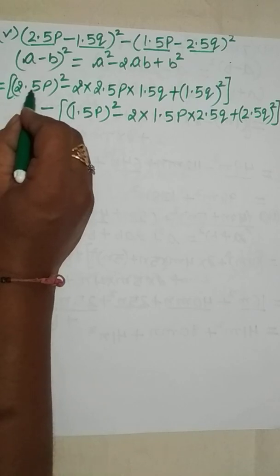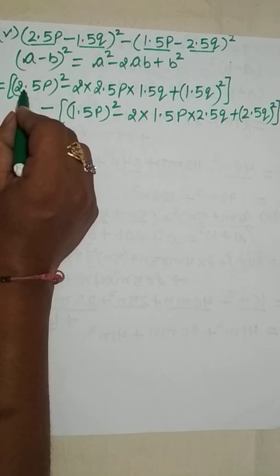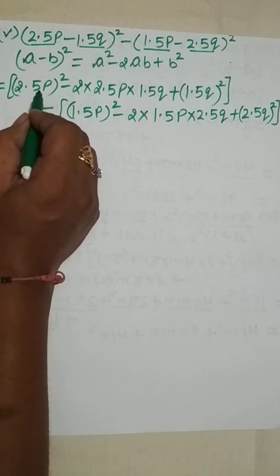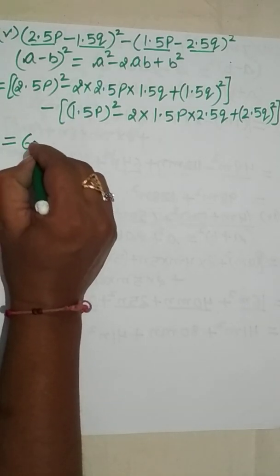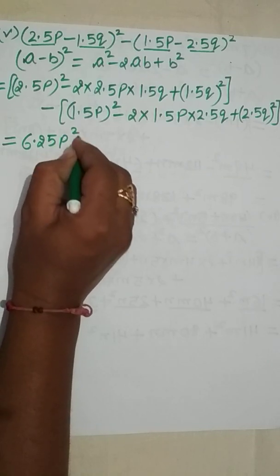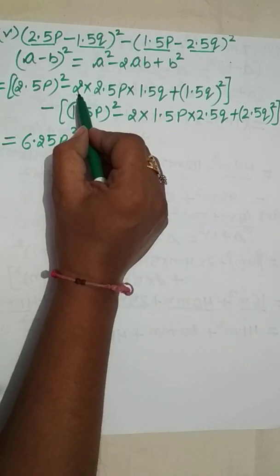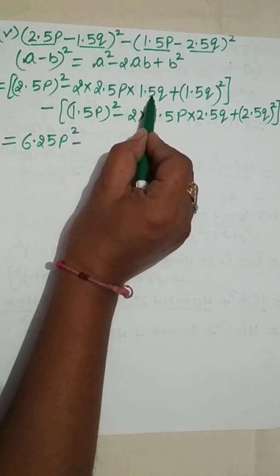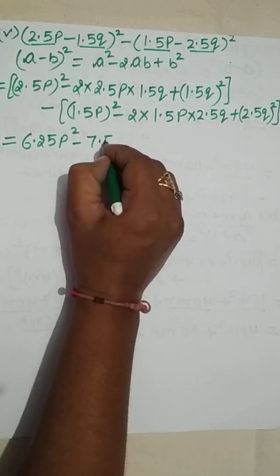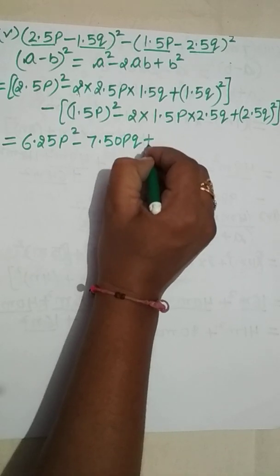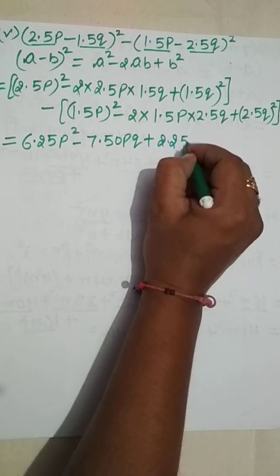Square of 25 is 625. Here there is a decimal after one digit. When you multiply 2.5 by 2.5, there will be two digits after the decimal. So this is equal to 6.25 p square minus 25 multiplied by 2 is 50. 50 multiplied by 15 is 750. So this is 7.50 pq plus square of 15 is 225. So this is equal to 2.25 q square.